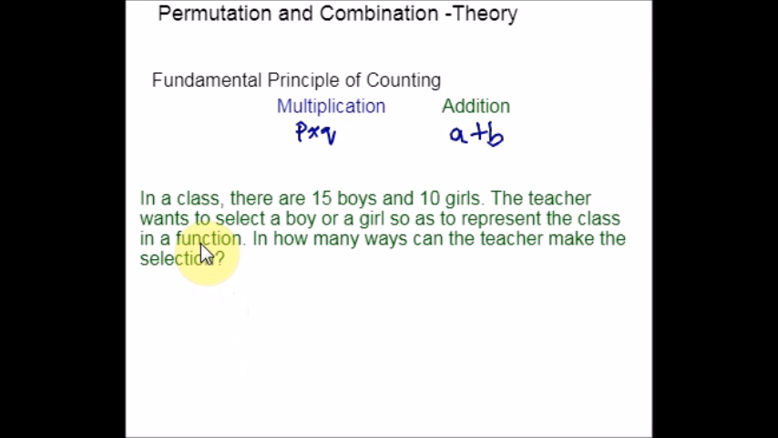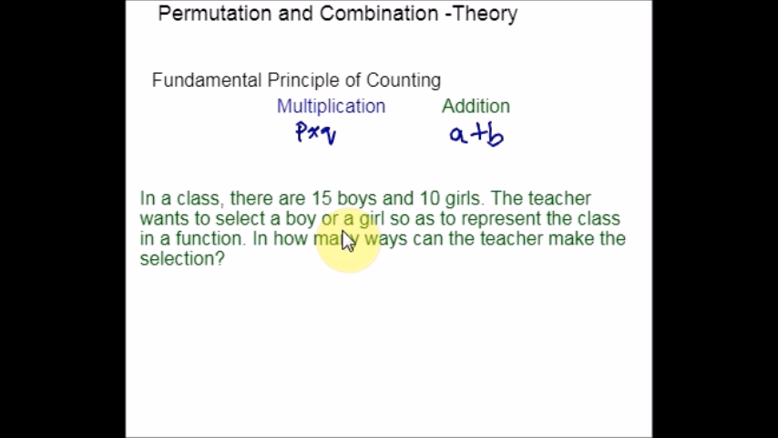Here is the example. In a class, there are 15 boys and 10 girls. The teacher wants to select a boy or a girl so as to represent the class in a function. In how many ways can the teacher make the selection? Do you understand the difference between the previous one and this one? In the previous problem, we wanted to select a boy and a girl, but here we are going to select a boy or a girl.